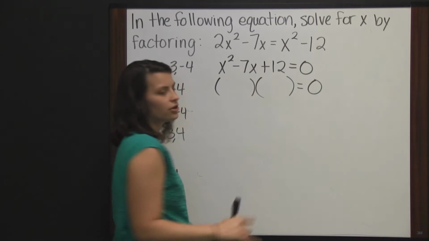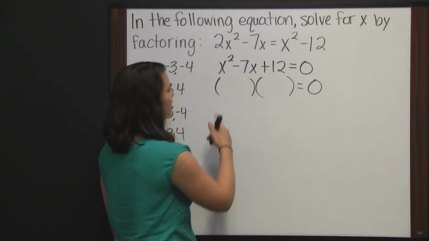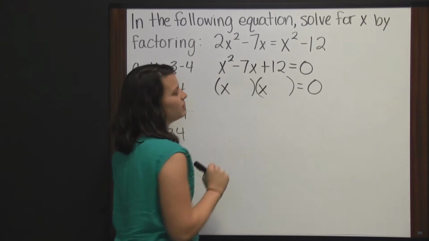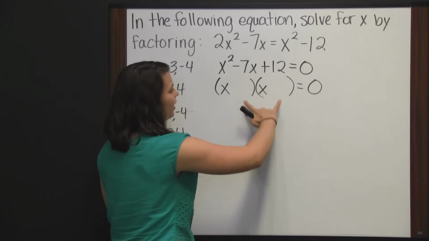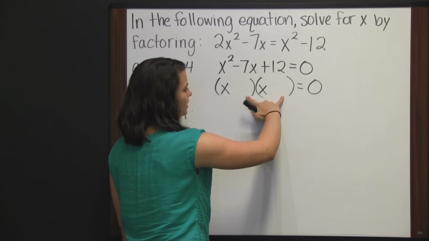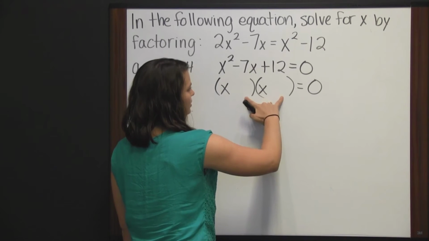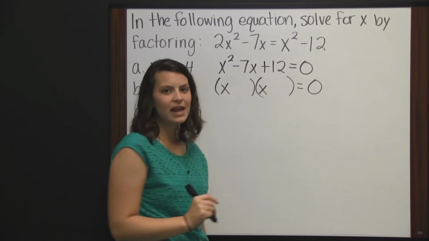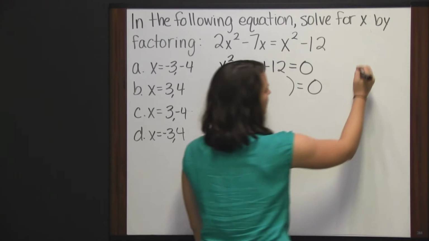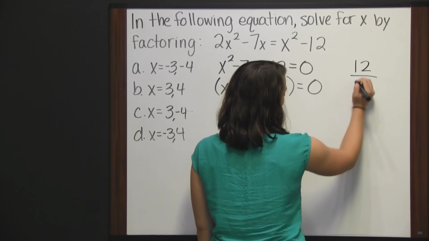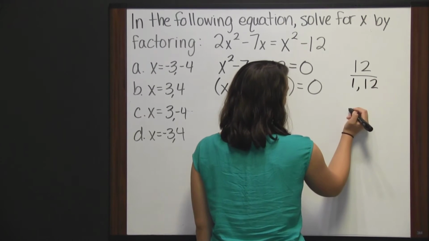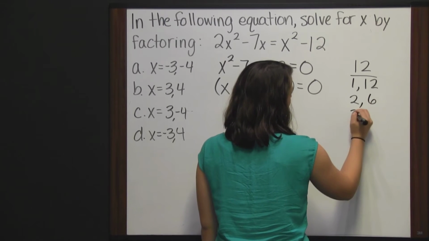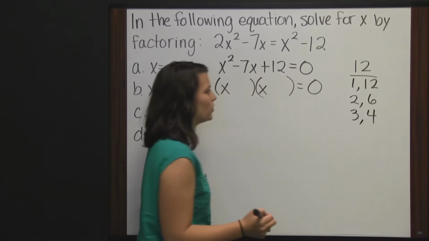I know my first term in each binomial is x, because x times x gives me x squared. To find the second numbers in each binomial, these numbers must be factors of 12 that add to be negative 7. Let's start by looking at the factors of 12. 1 and 12 are factors of 12. 2 and 6 are factors of 12. And also 3 and 4 are factors of 12.